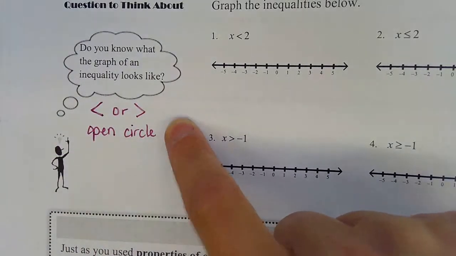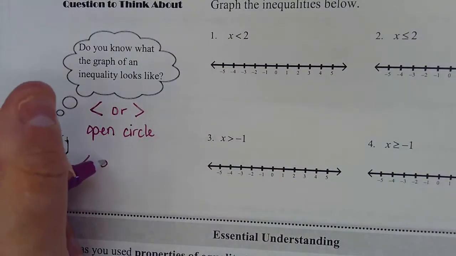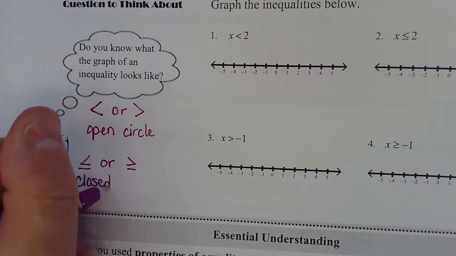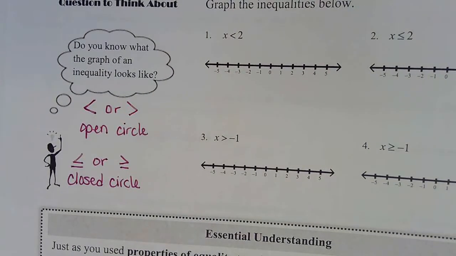This will all make sense here in a second. So if you have just the less than, or just the greater than, when you go to graph these, you're going to use an open circle on that number on the number line. If you have a less than or equal to, or a greater than or equal to, you're going to use a closed circle. All of your graphs today will either have a closed circle or an open circle, and then you're going to shade the number line either to the left or to the right, depending on what the inequality is.